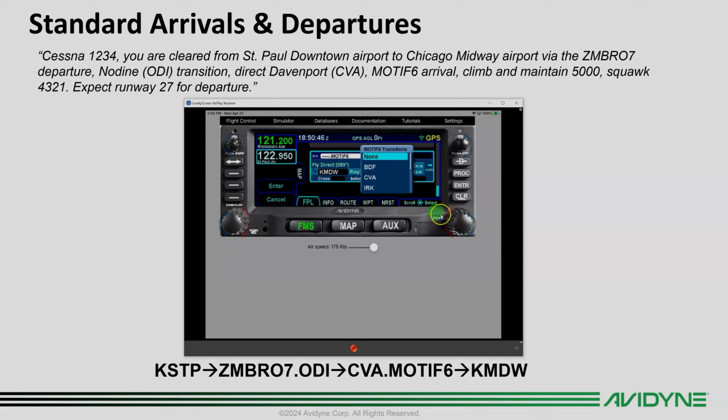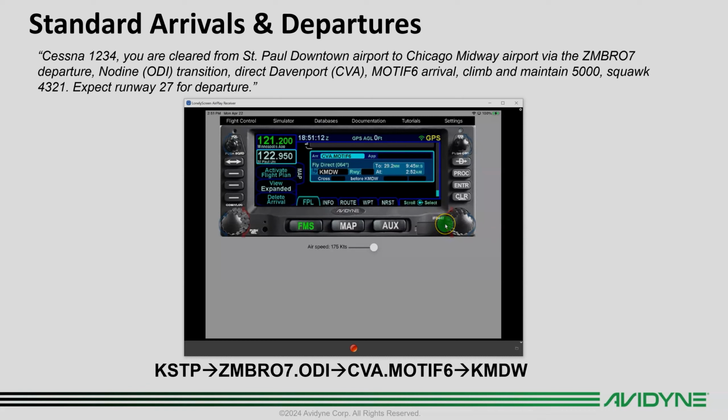And notice CVA is our transition. So we'll scroll down to CVA and enter it. So now we've got the CVA Motif 6. We haven't been given a runway assignment yet. As we get closer, we'll get that. Or if you know what it is, you can put it in. But that will affect your arrival as well. So for now, we'll go with that.